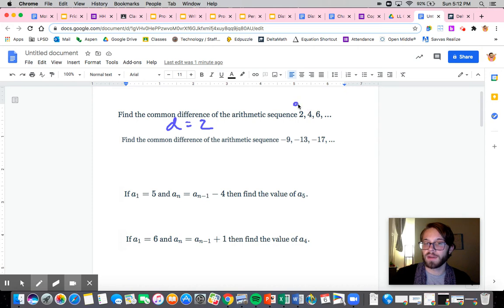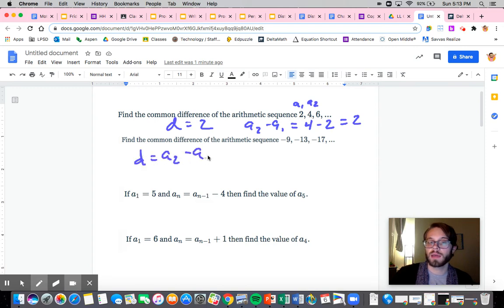Well, if this is the first term, we'll call this A1, and this is the second term, we'll call this A2, you would do A2 minus A1. So that would be 4 minus 2, which is just 2. Similarly, you could do that here. Your difference is equal to A2 minus A1, the second term minus the first term. It doesn't matter which two terms you pick. You can pick the 17th and the 16th, the 143rd and the 142nd. Just pick two consecutive terms and subtract them.